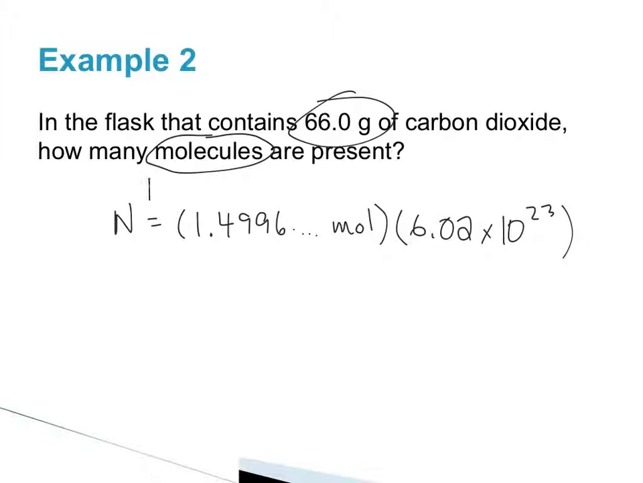So remember, to find the number of molecules, you're going to take the number of moles and multiply by Avogadro's constant. So taking that number and multiplying it by 6.02 times 10 to the 23, two significant digits is going to give us 9.03 times 10 to the 23 molecules.